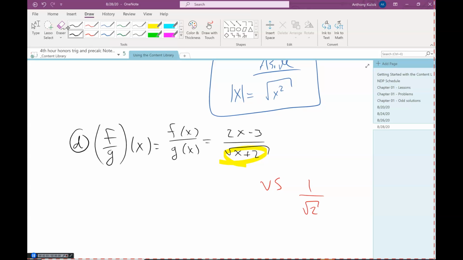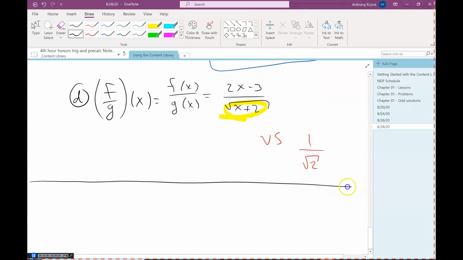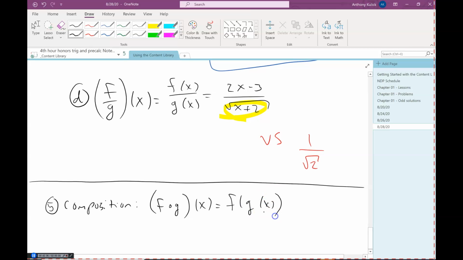So those are the first 4 basic function operations. There's a 5th one, though, called composition, which, again, I think you touched on last year. And what composition says is that f compose g of x is equal to f of g of x.